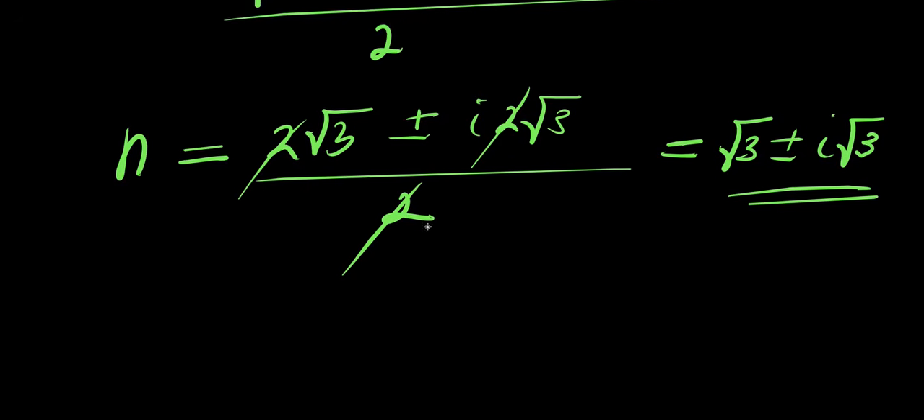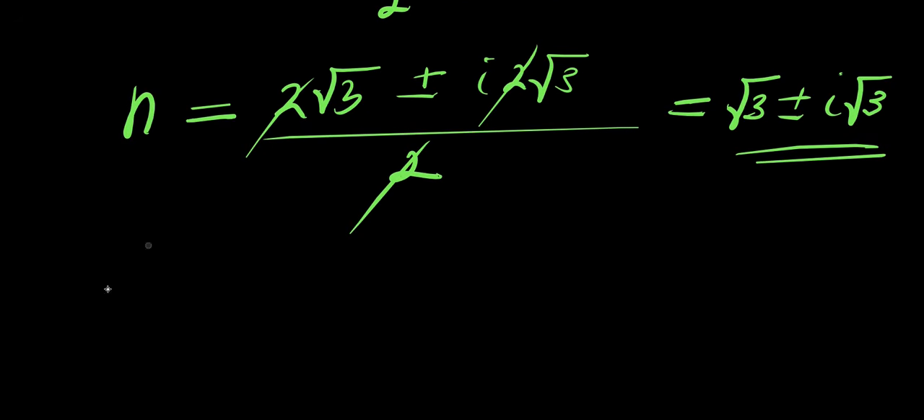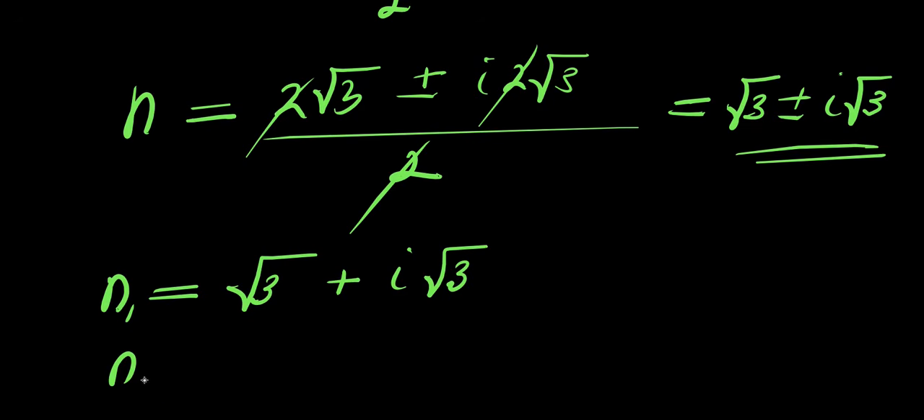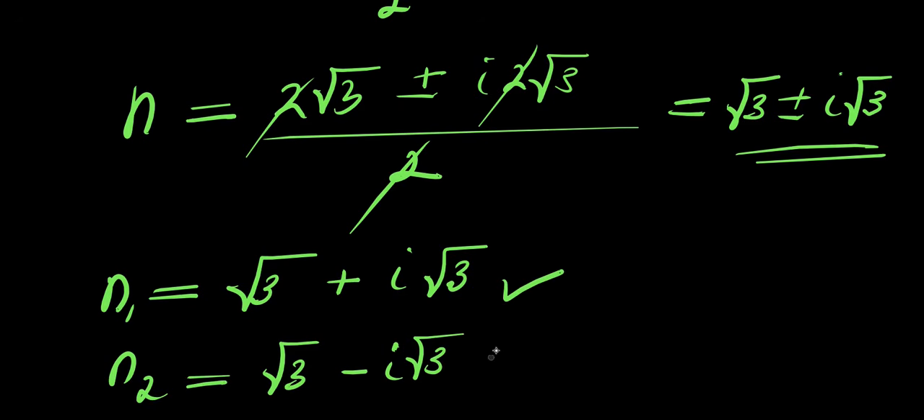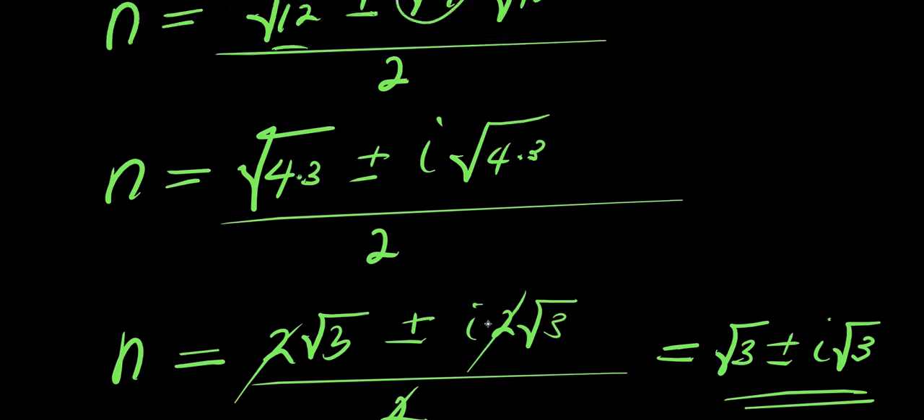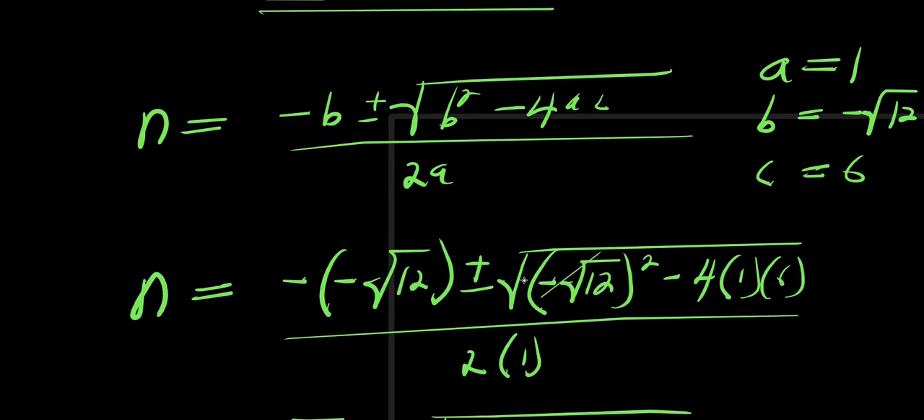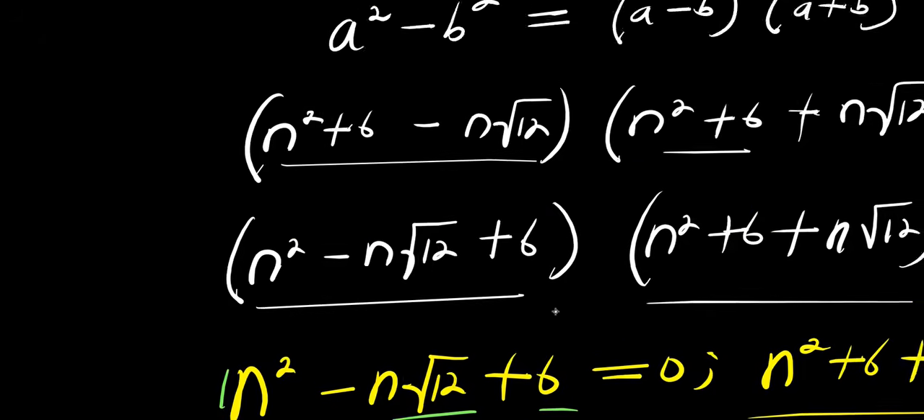So we have two complex values for n here. n1 equals root 3 plus i times root 3, and n2 equals root 3 minus i times root 3. So what we are going to do will be to go ahead and solve this other one here.